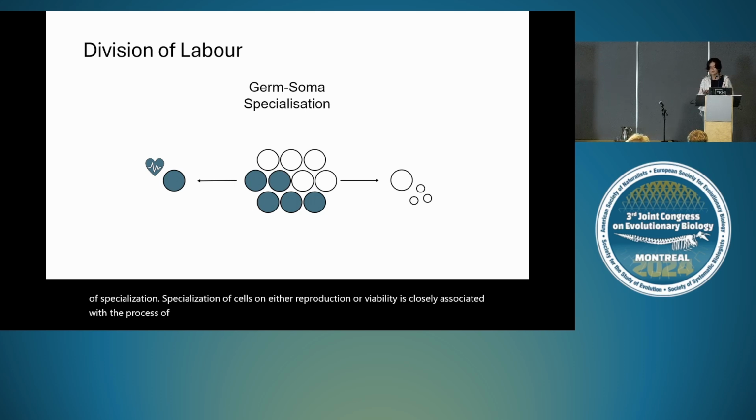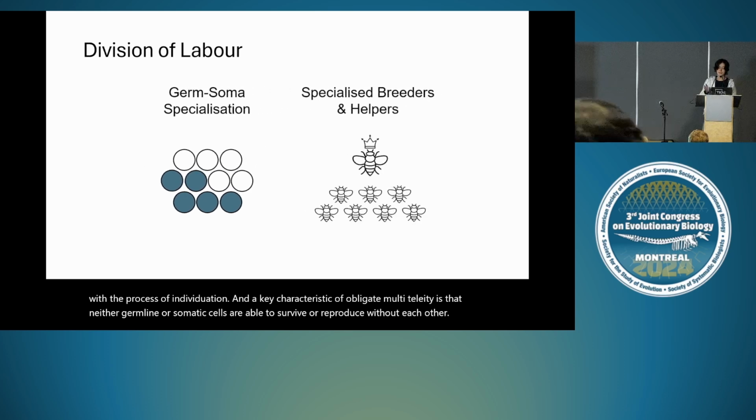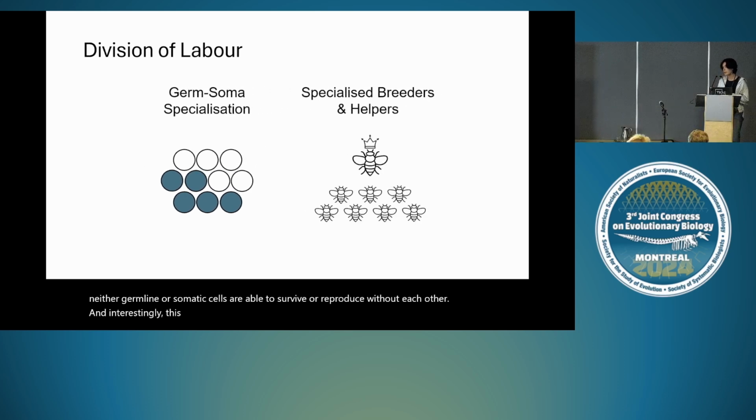And a key characteristic of obligate multicellularity is that neither germline nor somatic cells are able to survive or reproduce without each other. And interestingly, this division is also directly comparable to the division of labor that occurs in obligately eusocial groups, where individuals are split into specialized breeders or helpers.